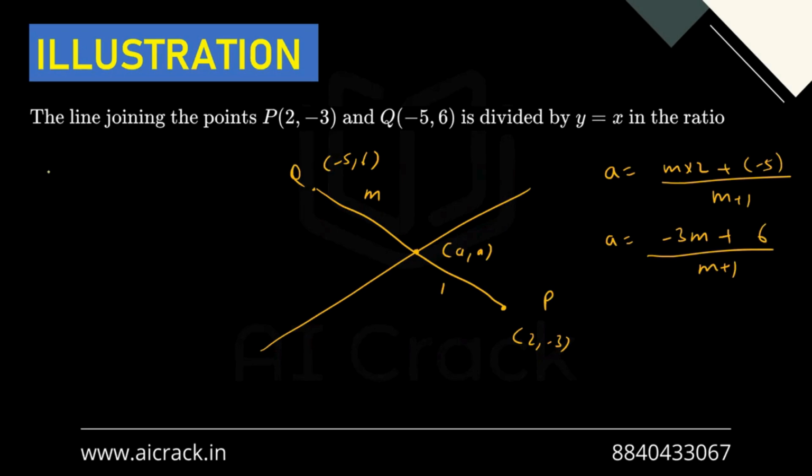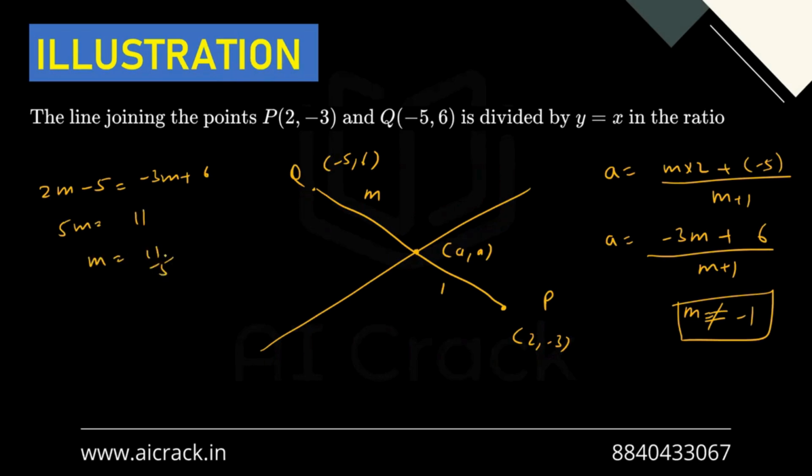Now if I equate both of them, I'll be getting 2m minus 5 equals minus 3m plus 6. And I've cancelled out m plus 1, because m not equals minus 1. I'll tell the reason afterwards, but this is not true. So that's why I've cancelled them out. So basically 5m equals, this is 6, 5m equals 11 and m equals 11 by 5.